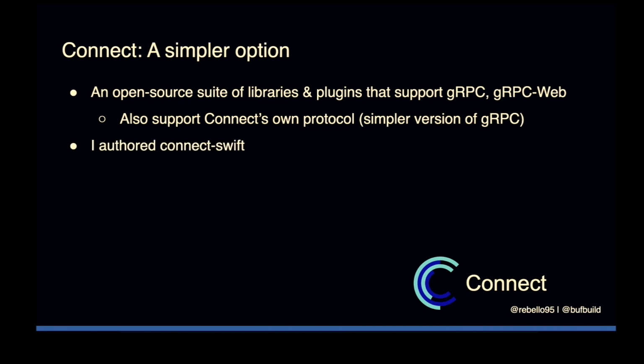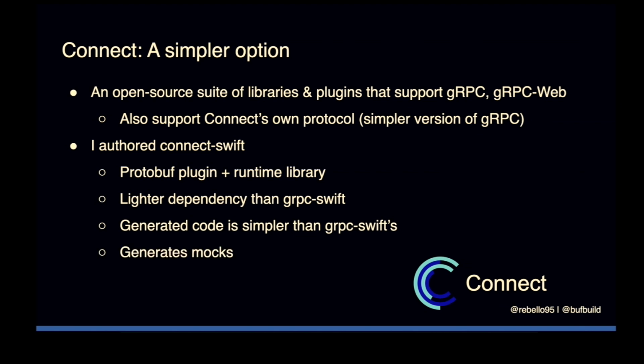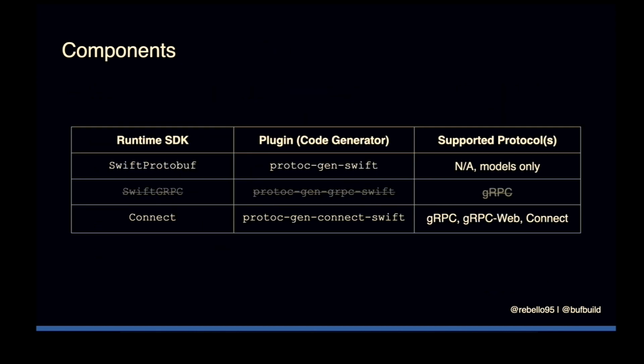I actually authored Connect Swift, which is the open source version of the Swift implementation of this. And it also, similar to Swift gRPC, provides its plugin and its own runtime library. And it's actually a lighter dependency than gRPC Swift, so it's a smaller binary size. The generated code is a lot simpler to use, as we'll see shortly. And it also generates mocks, so it'll make testing a lot easier when using this plugin.